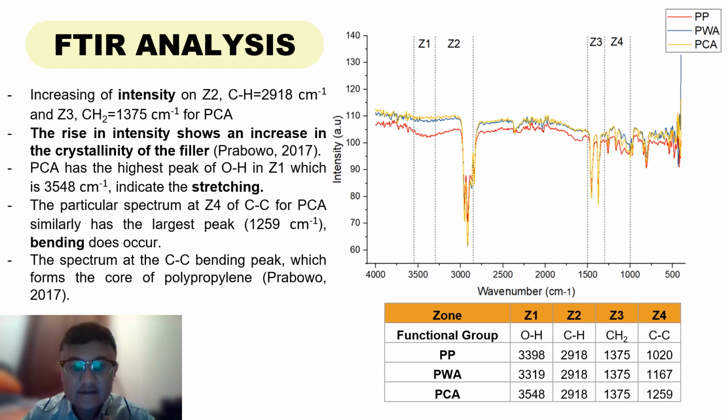PCA has the highest peak of OH in zone 1, which is 3,548 cm, indicating stretching. The particular spectrum at zone 4 of CC for PCA similarly has the largest peak, which is 1,259 cm. Bending does occur. Prabowo 2017 said the spectrum at the CC bending peak forms the core of polypropylene.